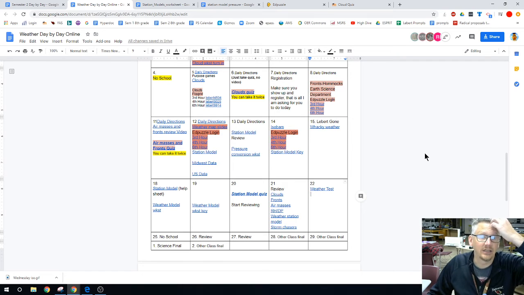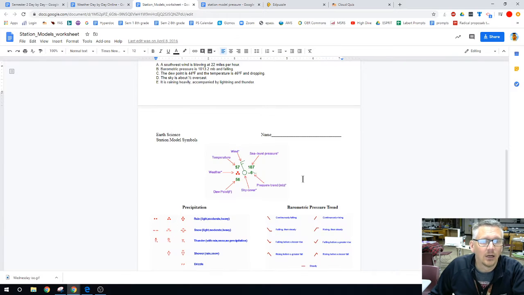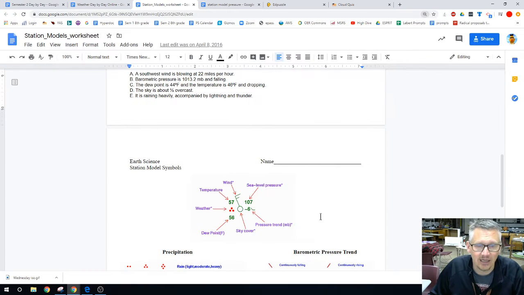Okay, this worksheet is going to be over the pressure conversion worksheet, and it's going to be for Wednesday, April 13th. But just to do a recap, this is what our station model looks like. The station model is a way of presenting a bunch of information in a small spot. And today we're going to be talking about this number right here. That is the air pressure.